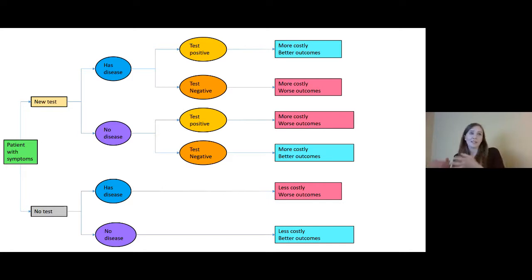So if someone gets a positive test and they have the disease, we've ended up paying a little bit more for their care because we paid for this new test, but they're going to have better outcomes, which is great. So we've got a good outcome there. On the other hand, if they have the test and they test negative, but actually they've got the disease, what we'd call a false negative, we paid more for the test, but actually they've ended up with worse outcomes because tests are usually a little bit inaccurate. They're very rarely 100% accurate. And actually this is, in a timely way, something that we've seen a lot with coronavirus.